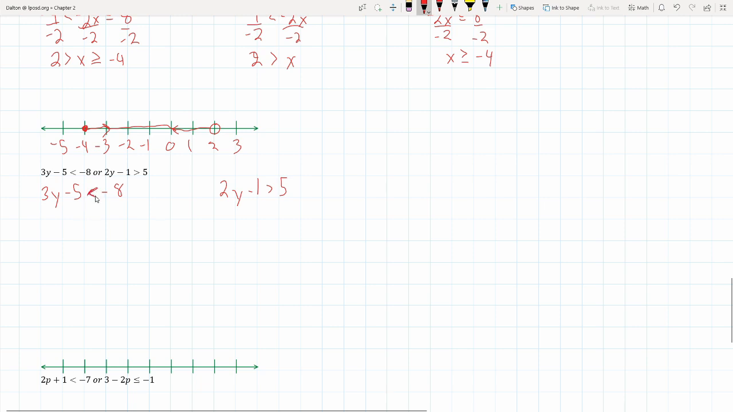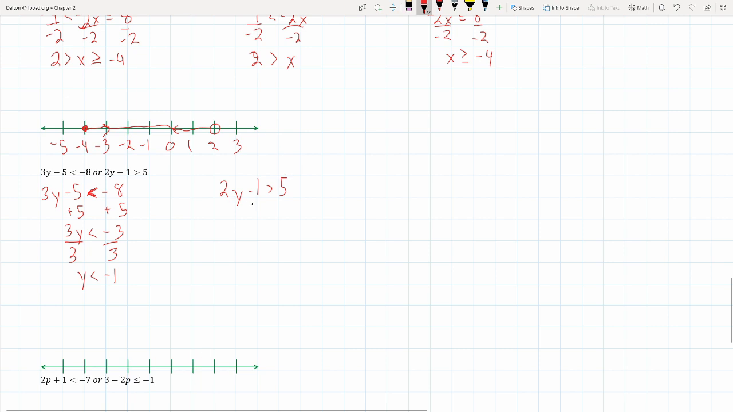This is a symbol. So I'm going to add 5 to both sides. I get 3y is less than negative 8 plus 5, which is negative 3. Divide both sides by 3. Now I'm dividing by a positive, so it doesn't switch. So I leave it with y is less than negative 1.